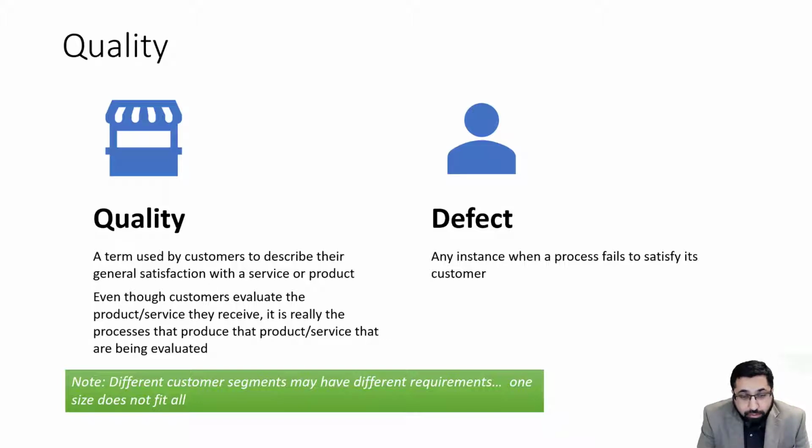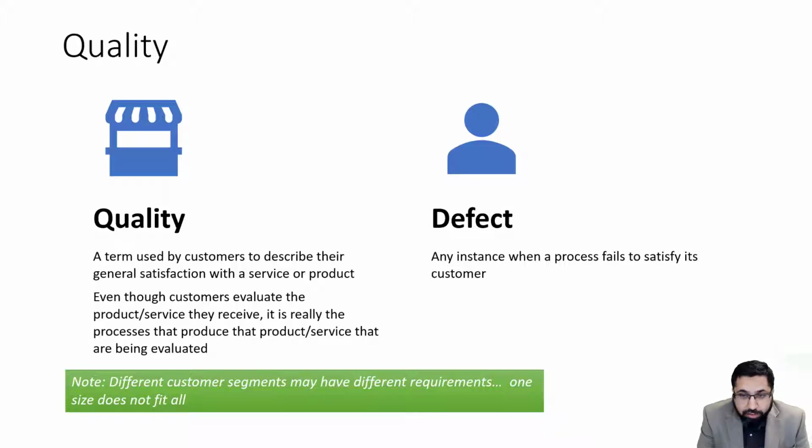Now we should keep in mind that different customer segments may have different requirements. So something that is a defect for one customer may not be a defect for another customer. Think about traveling in an airline. Lack of appropriate legroom or comfort may be a defect for a first-class passenger, but lack of legroom or comfort will not be a defect for an economy class passenger. It's more like what the economy class is.